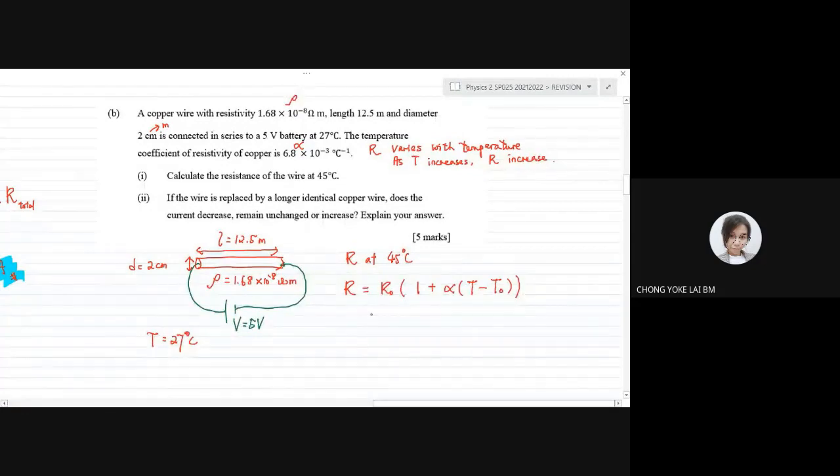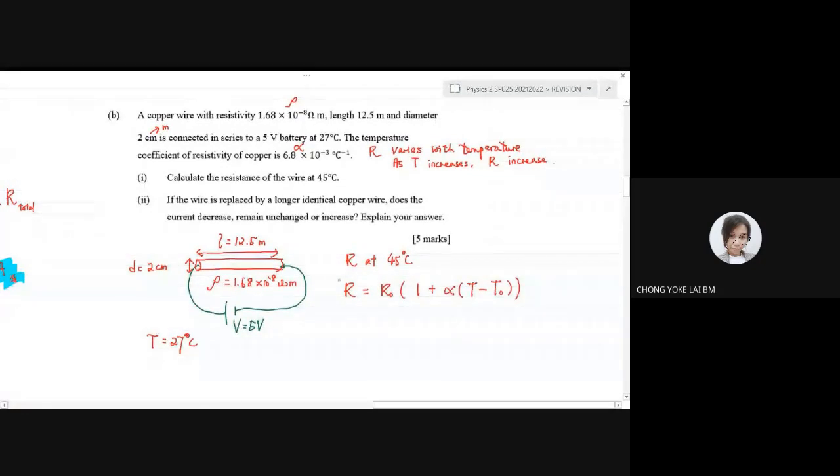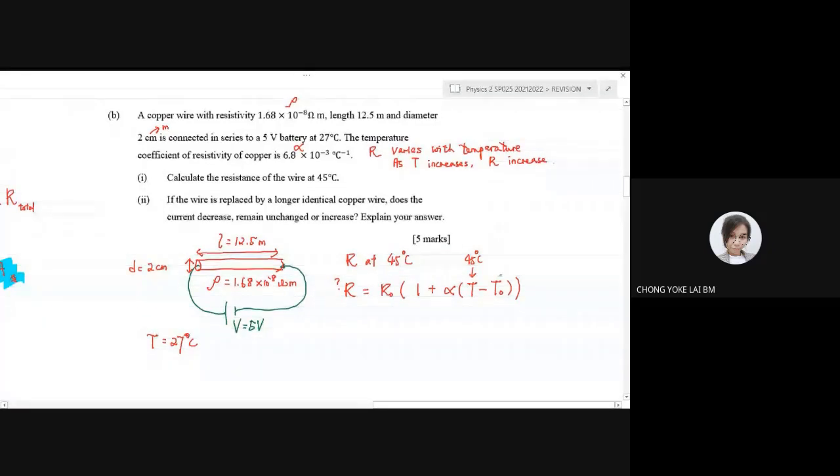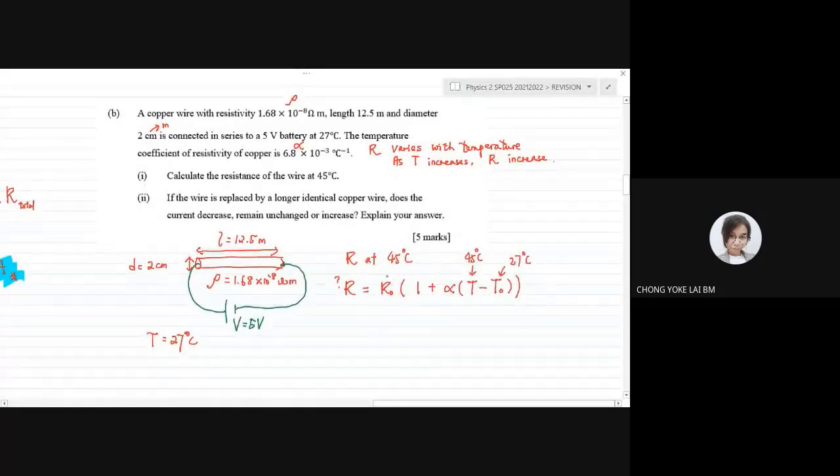Okay, so kita nak cari resistance kita pada temperature berapa? 45 degrees Celsius. T naught ni ialah apa? T naught is the initial temperature lah. The initial temperature given in the question is 27 degrees Celsius. R naught is the value of resistance lah pada temperature 27 degrees Celsius.